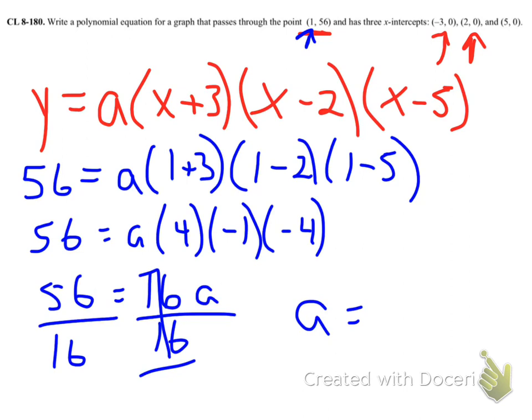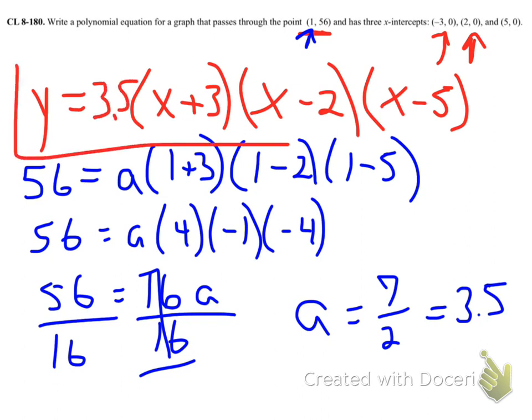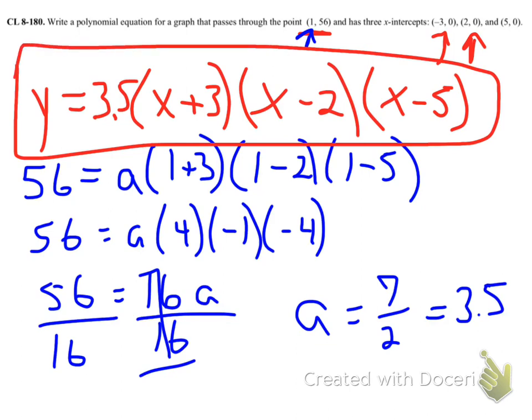I can either reduce that fraction, so I could take an 8 out of both and get 7 over 2, or it is 3.5 as a decimal. So now when I have my equation, instead of writing this a value there, I'm going to replace that a value with 3.5. And there is my exact equation.